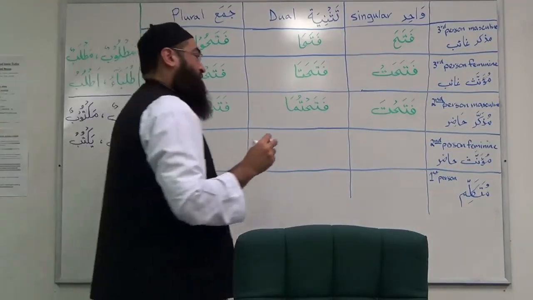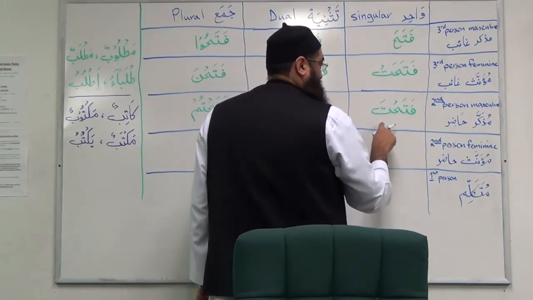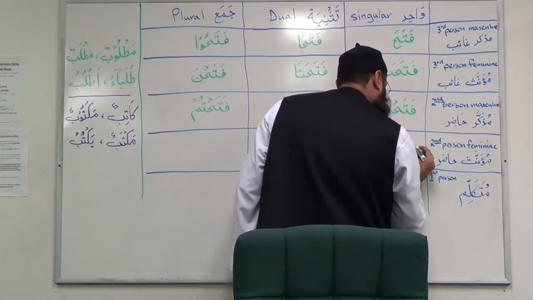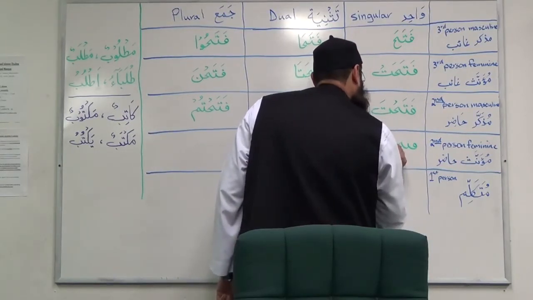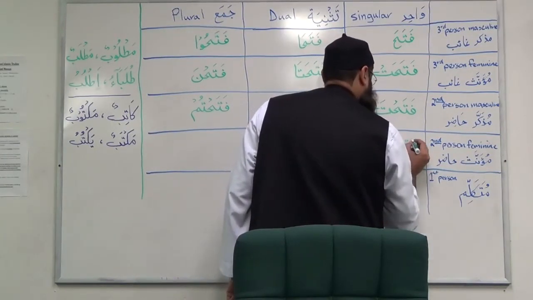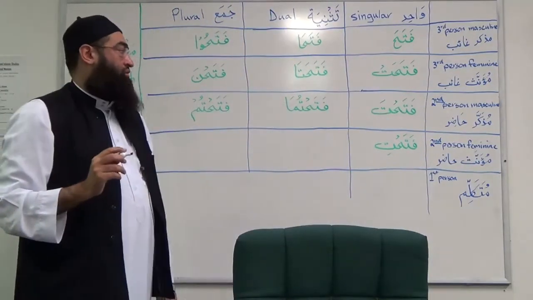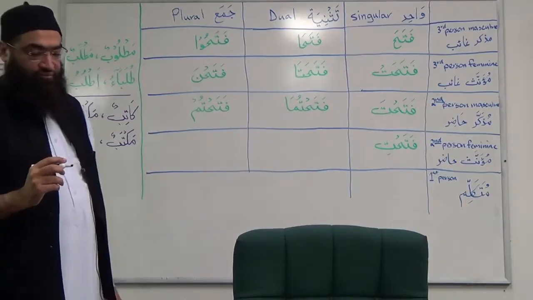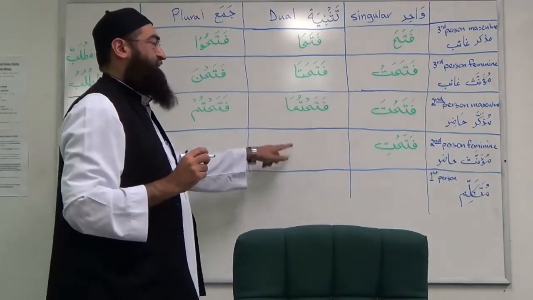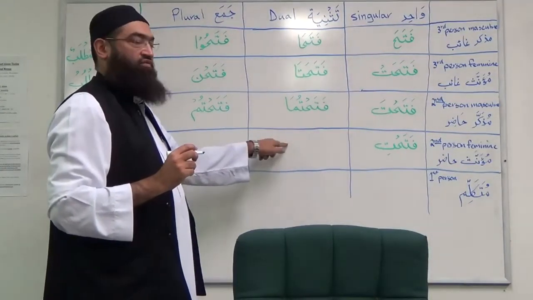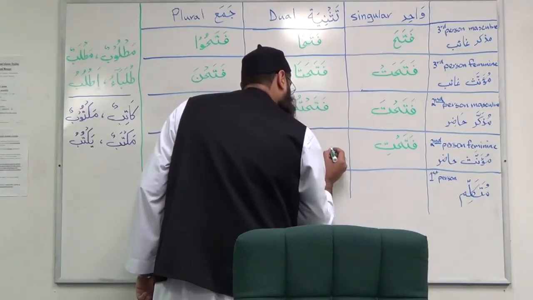All right, you one lady open the door. So instead of ta, we're going to add a ti. So fatahti. Inshallah, we're going to keep doing this until everybody gets it. It's not hard at all. Fatahti. All right. And then the tuma is the same for masculine and feminine. Fatahtuma again.